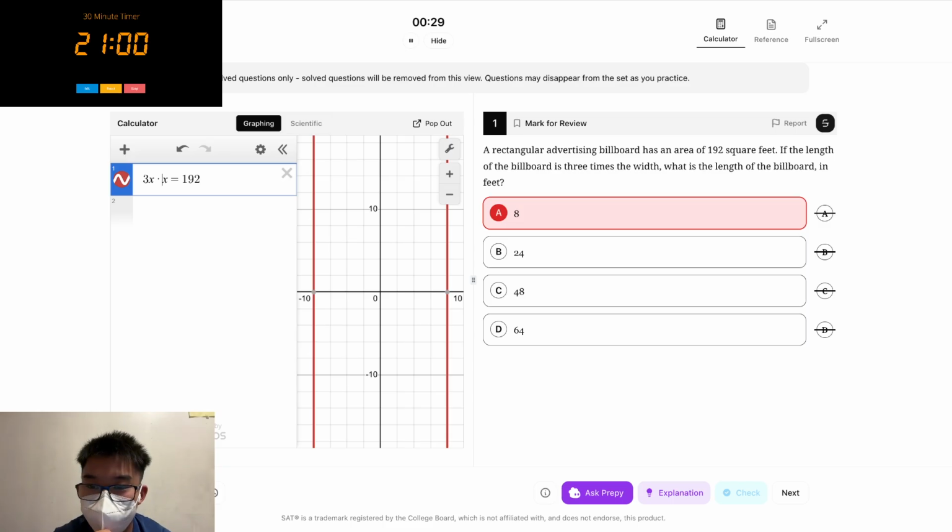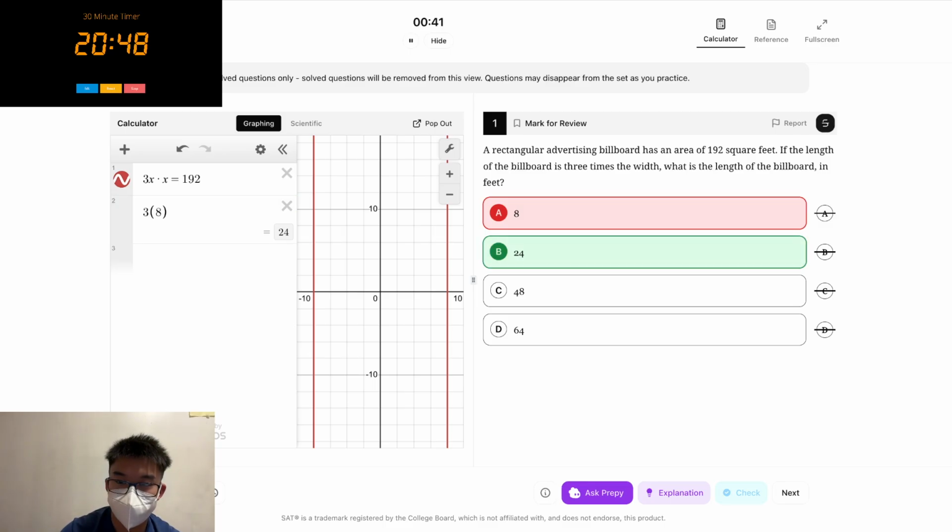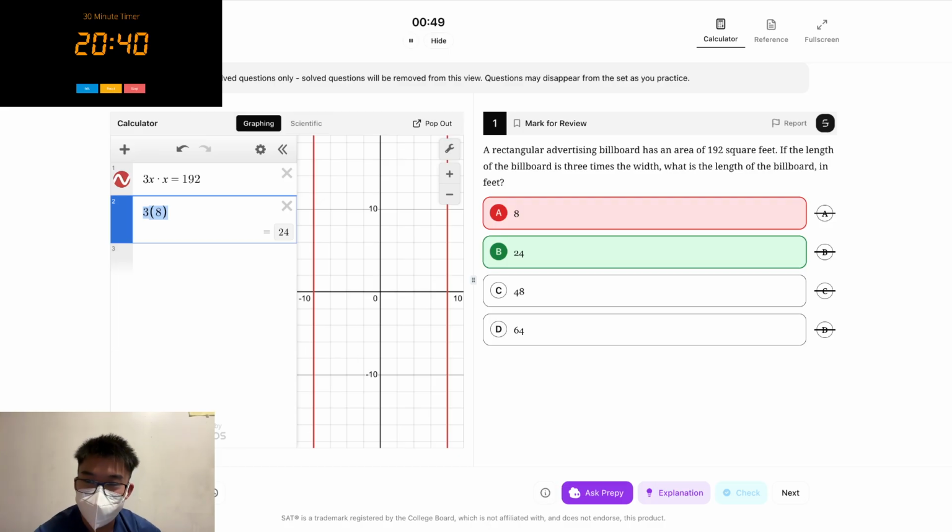Rectangular 192. If the length is 3 times the width. Oh no. It's 3 times the width. So the length is 3x. My bad. 3, 8. For this question, I always go with a positive one, obviously. I thought they were mentioning width.